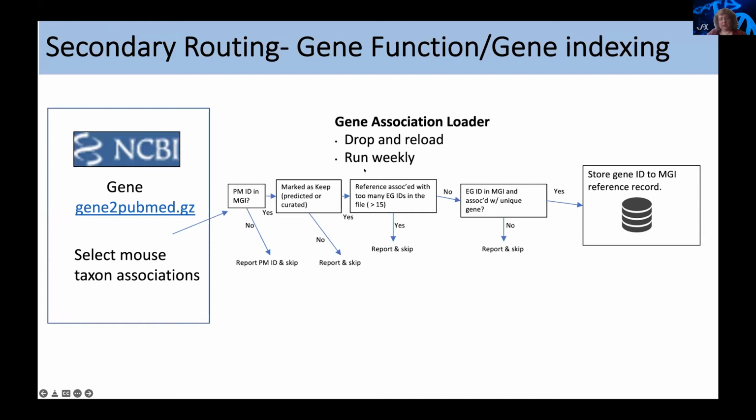This is run weekly. It's a complete drop and reload process. So if the PubMed ID has been imported to MGI, marked as keep, and it's associated with not too many gene IDs, we then store that gene ID to MGI reference record in MGI.